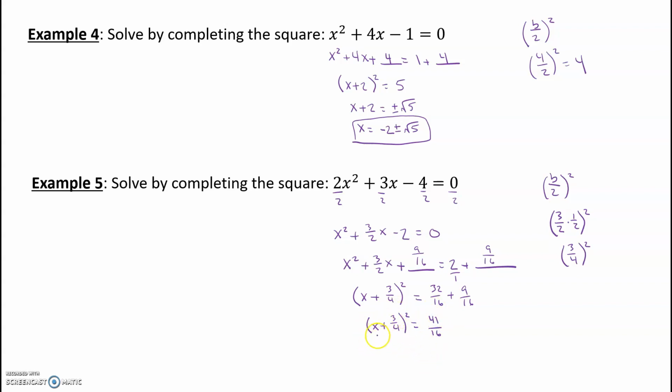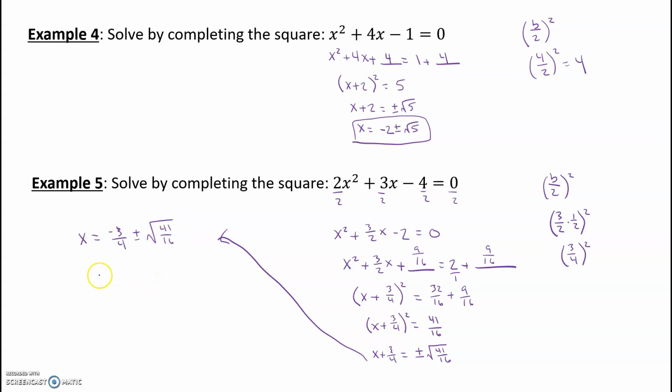And now again, you have that nice perfect square, so we can take the square root of both sides. So take the square root of this side. We're left with x plus 3/4. Take the square root of this side. We're left with plus or minus square root 41/16. Running out of room a little bit, so we're going to bring this way. All right, so we're going to subtract 3/4 from both sides. So I've got x equals -3/4 plus or minus the square root of 41/16.